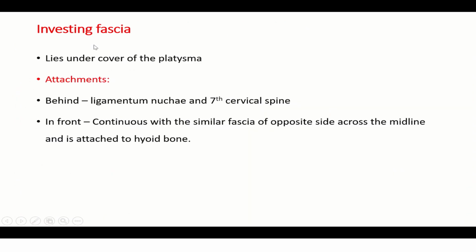So the investing fascia, as you see here, lies under cover of the platysma. Attachments: behind, it is attached to the ligamentum nuchae and the seventh cervical spine. In front, it continues with the similar fascia of the opposite side across the midline and is attached to the hyoid bone.